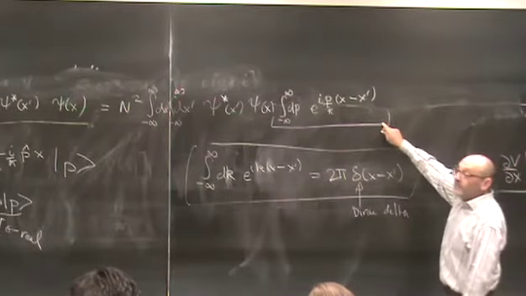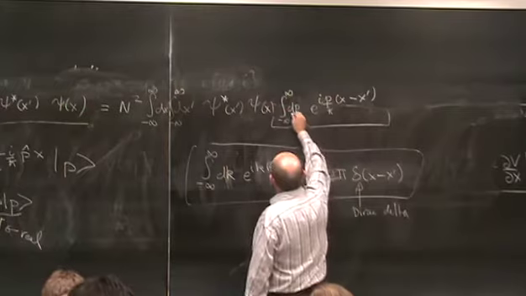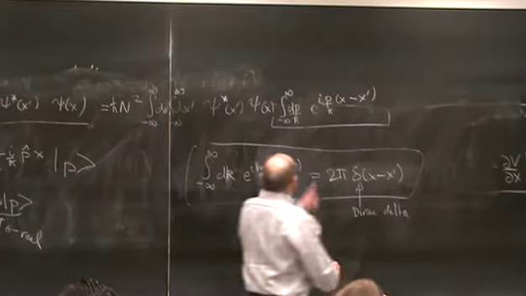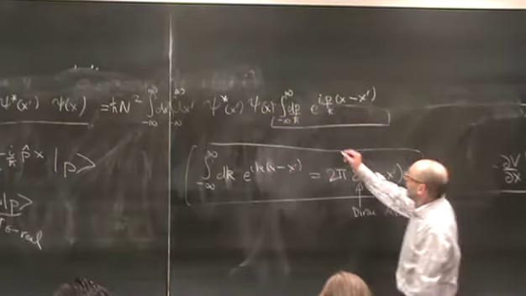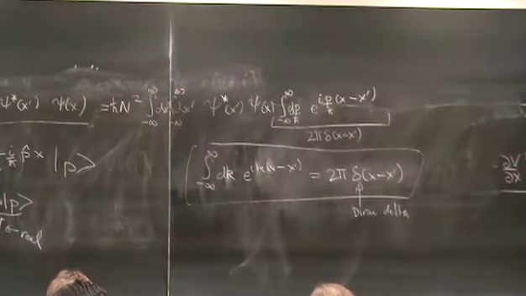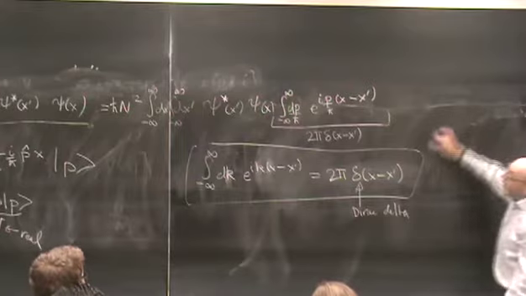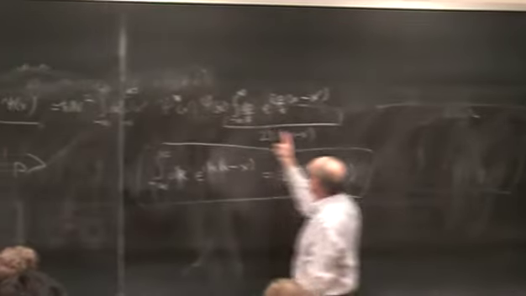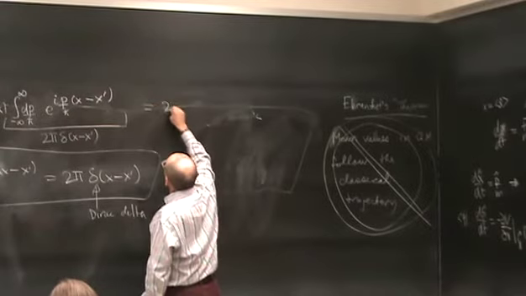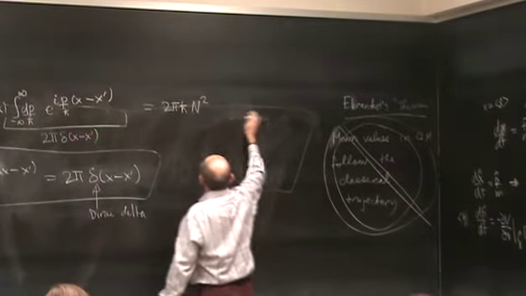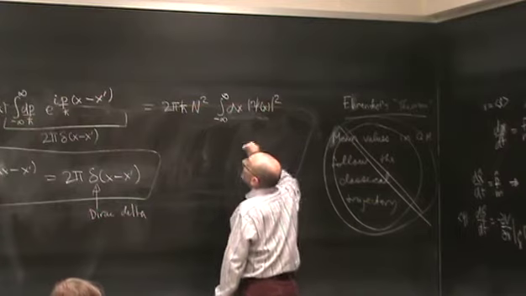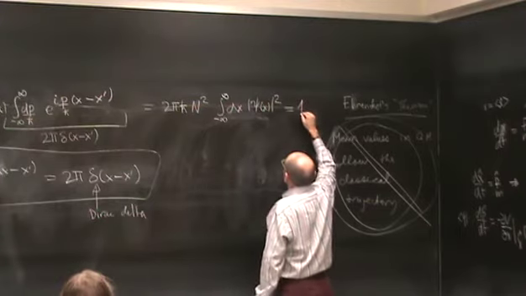Now, this integral, if I divide by h bar over here and multiply by h bar over here, then I can call this k, and I get 2 pi delta of x minus x prime. When I integrate over x prime with the delta function, wherever I see an x prime, it gets an x. So this becomes 2 pi h bar n squared times the integral from minus infinity to infinity of the momentum amplitude squared, which is equal to 1.